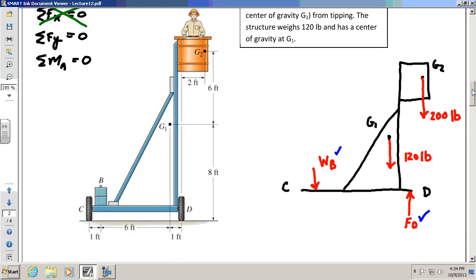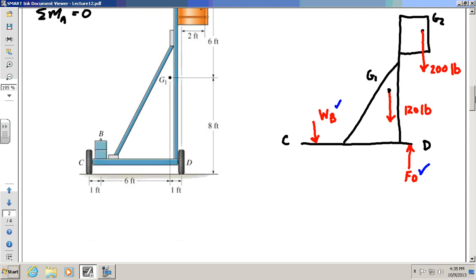Now, what do you want to sum moments about to solve this easily? D. The reason, again, is you generally want to sum moments about places where you have an unknown force that you don't care about. I don't care about FD, the force of the ground up on this thing. I care about what counterweight I need. So I choose D because it eliminates that unknown force. Mathematically, this is going to be a fairly easy one. Sum of the moments about D equal to 0 gives me the following equation.